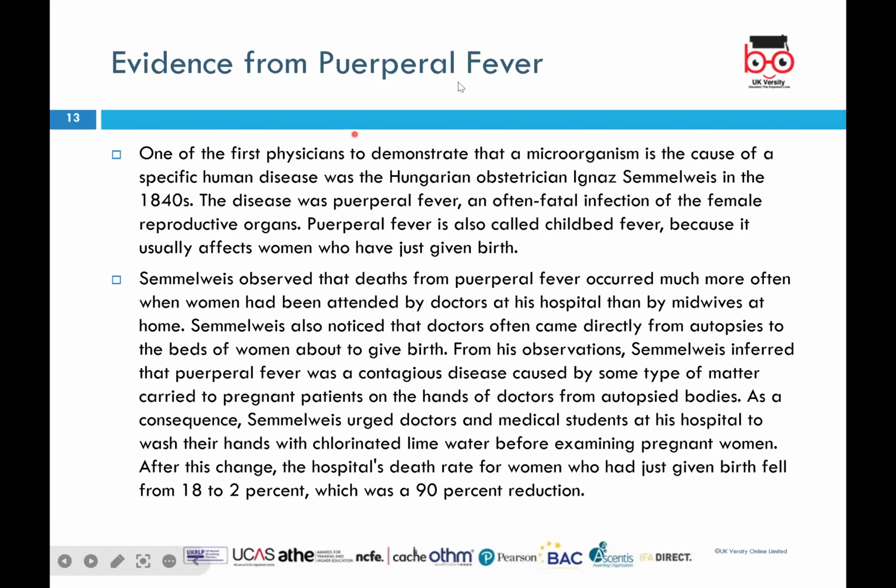So one of the first cases is puerperal fever. There came evidence from this particular fever. One of the first physicians who demonstrated that a microorganism is the cause of a specific human disease was a Hungarian obstetrician, a person who dealt with deliveries and surgeries for women who were pregnant. Semmelweis, in the 1840s. The disease was puerperal fever. It's often a fatal infection of the female reproductive organs.